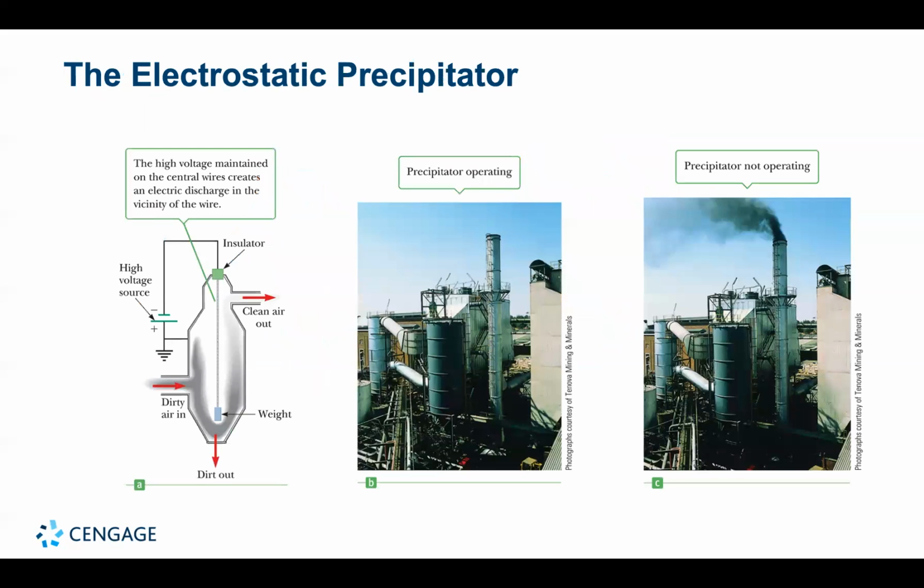So this is a figure of an electrostatic precipitator. On the left, we see a schematic diagram of an electrostatic precipitator, and what we want to do is compare the air pollution when the precipitator is operating and when it is turned off.